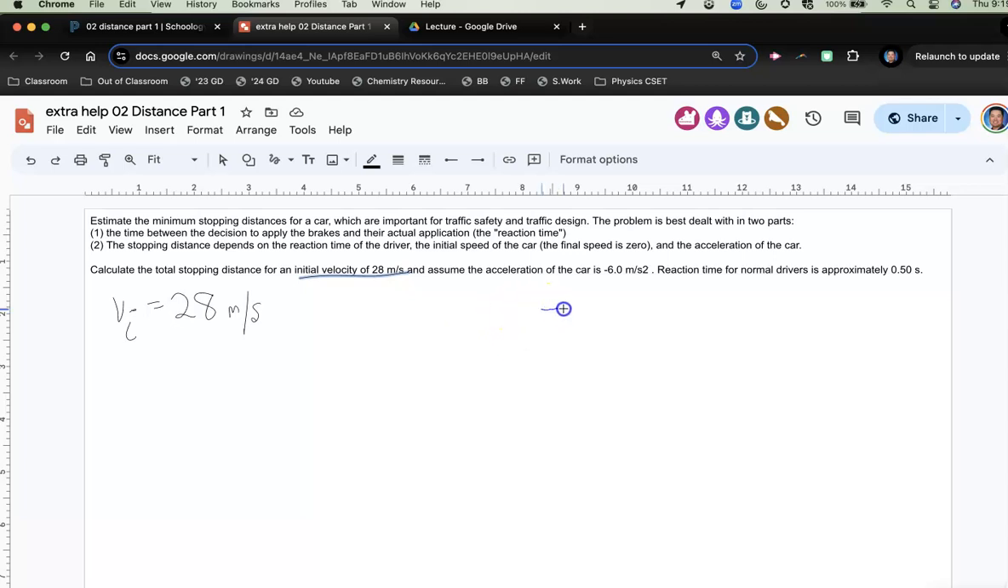So let's draw a picture. Everyone draw a line, and this is where we want the car to stop. And here is where our car is moving at what Elijah said, 28 meters per second.